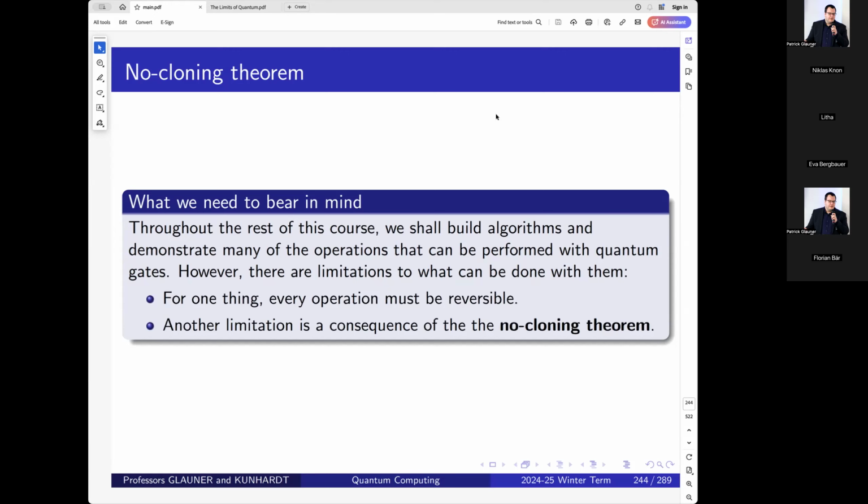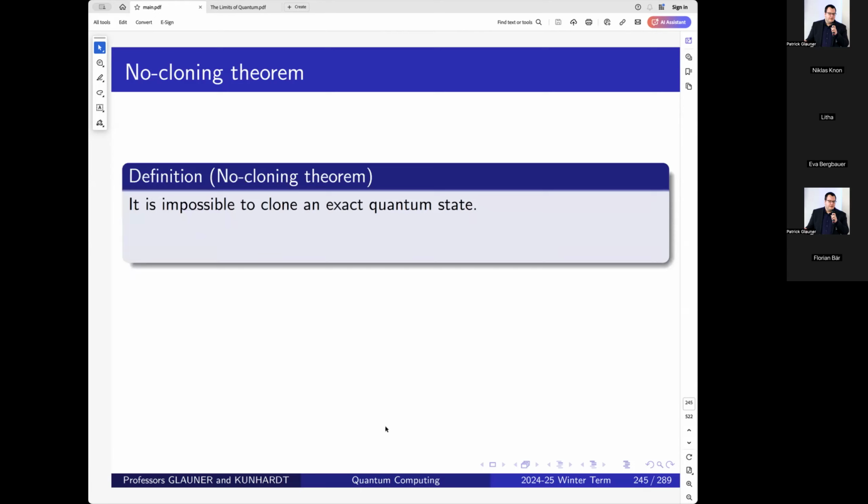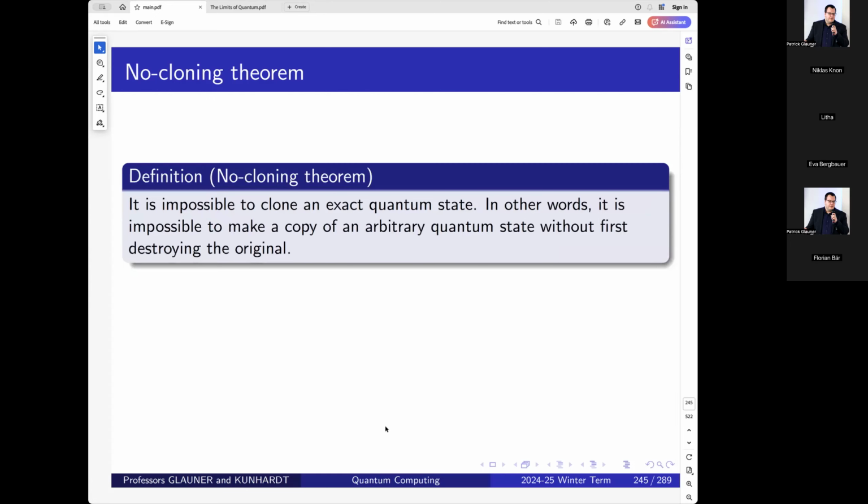So there are two limitations, in fact, when we build quantum algorithms. All the operations we want to use must be reversible, because all the operations need to be represented by unitary matrices. And another limitation is the no-cloning theorem. And the no-cloning theorem says that it is impossible to clone an exact quantum state. So you're unable to perfectly copy a quantum state. So you cannot make a copy of an arbitrary quantum state without first destroying the original.